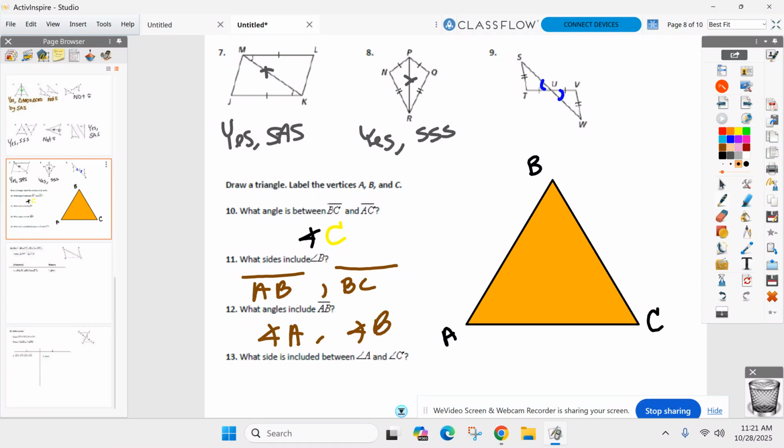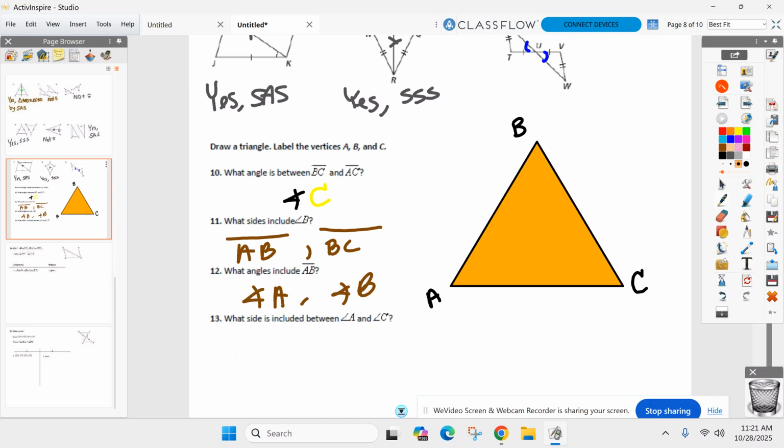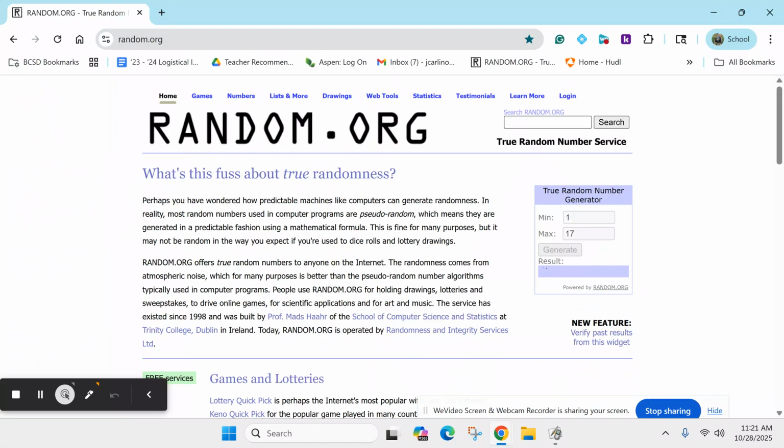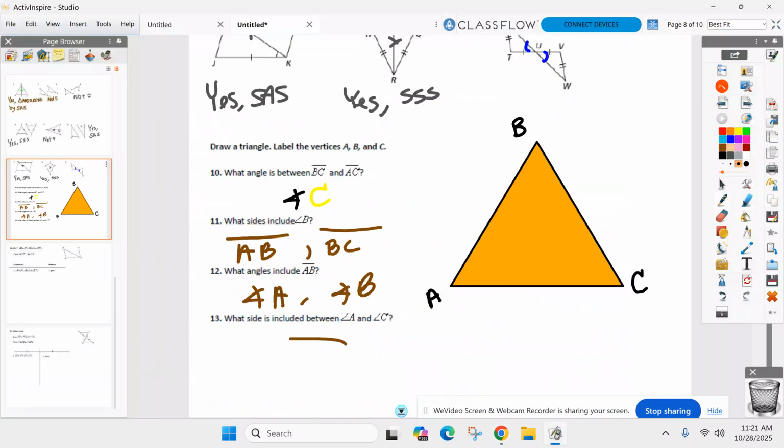Good. And then what side is in between A and C? Angle A and angle C. What side is in between those two? Max, again, on fire. What side is included between angle A and angle C? AC. All right, you guys good?